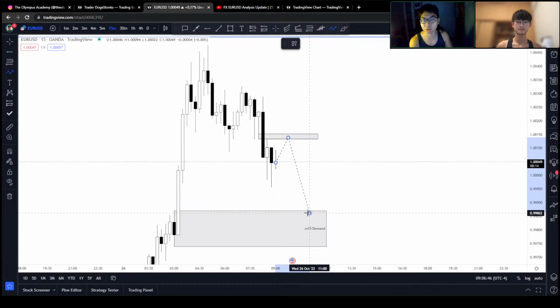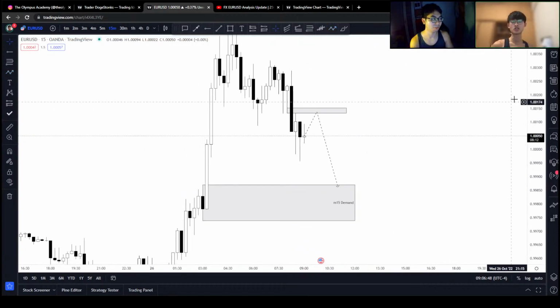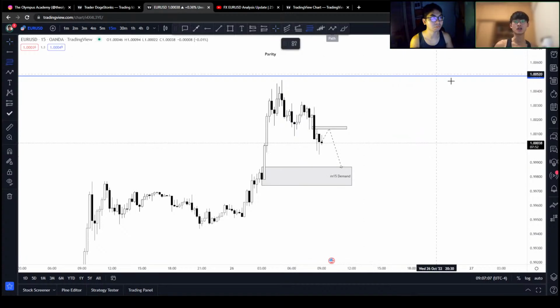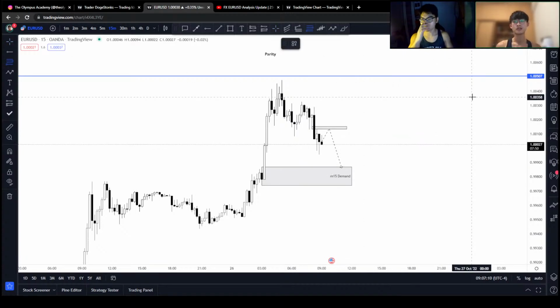M15 demand zone. Adding on to what Yongjing mentioned, the clearing of the fair value gap, all these will just be confluences if you were to take a buy trade on EURUSD. Of course, the greater the confluence, the higher the probability that your trade can come to fruition. So confirmation such as the clearing of the fair value gap is giving us quite a strong rationale behind why we believe that euro can continue moving upwards.